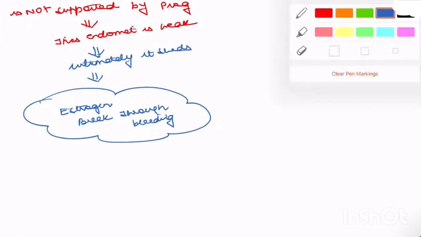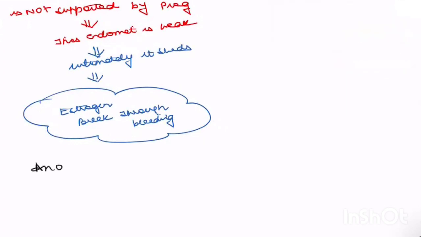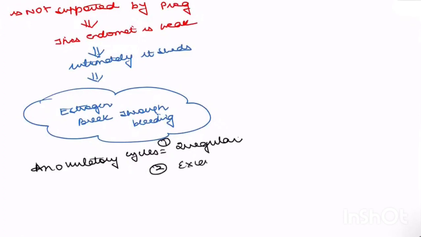दैट इज व्हाई वी से दैट एनओव्यूलेटरी साइकिल्स आर irregular. Number one. Number two, there will be excessive bleeding, क्योंकि there will be the entire proliferated, पूरी की पूरी proliferated endometrium गिरेगी, right? So there will be excessive bleeding, and ovulatory cycles are irregular, right?